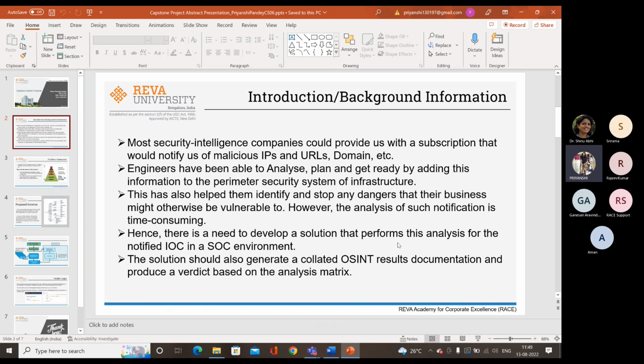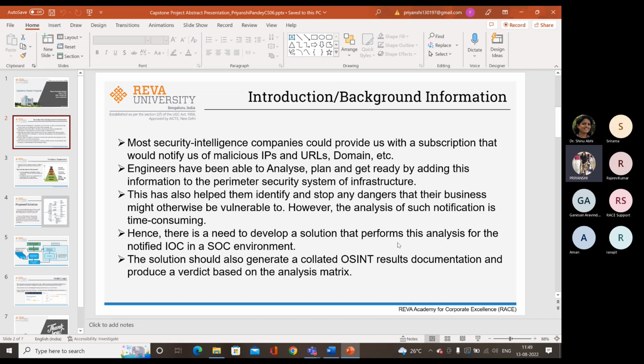Now, we as engineers analyze it, plan it, and get ready by adding this information to the perimeter security system of the infrastructure to stop any kind of danger that could impact the organization. All of this analysis is actually very time consuming if we look at every alert that is being generated in most organizations. Hence, I think there's a need to develop a solution that performs this analysis of all the open source tools that we use in our day-to-day activity to analyze these kinds of IOCs.